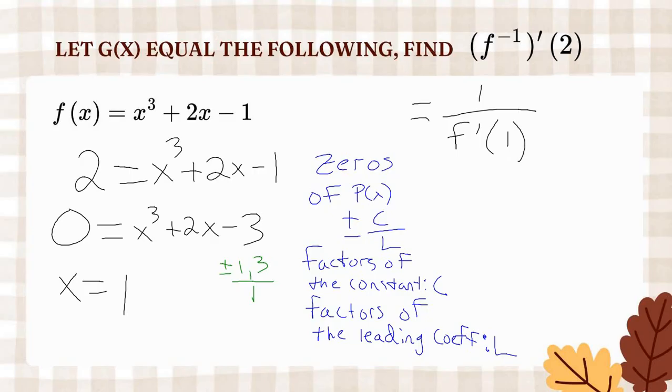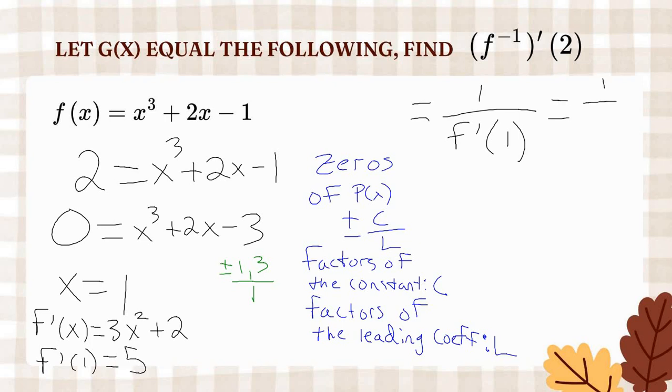What's our derivative here? The derivative of our original function. 3x squared plus 2. Okay, and so then what is f prime of 1? 5. So then our final answer is 1 over 5. Yippee.